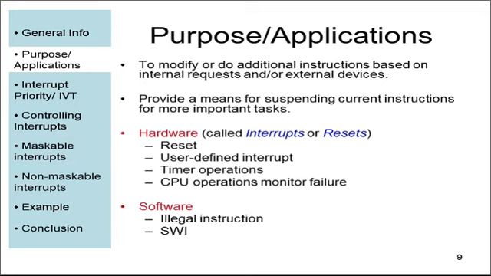As said earlier, there are two types of interrupts, hardware and software. Hardware interrupts are also called resets. Interrupts such as reset, user-defined interrupt, timer operations, CPU operations, and monitor failure are performed under hardware interrupts. Under software interrupts, there are illegal instructions and SWI.